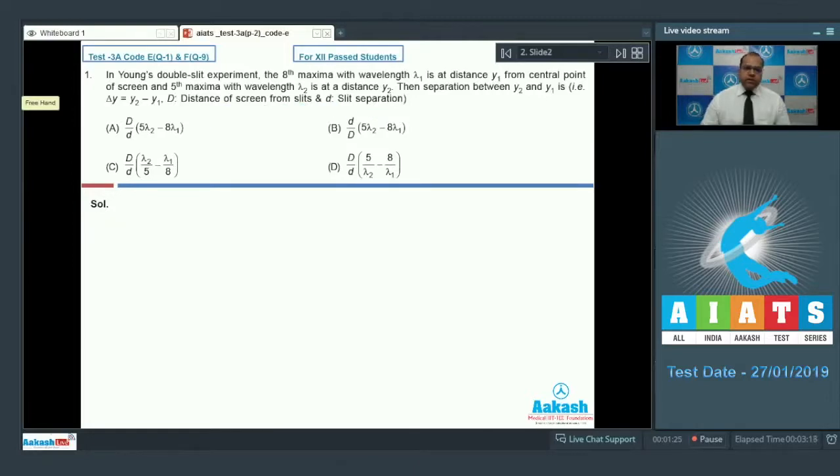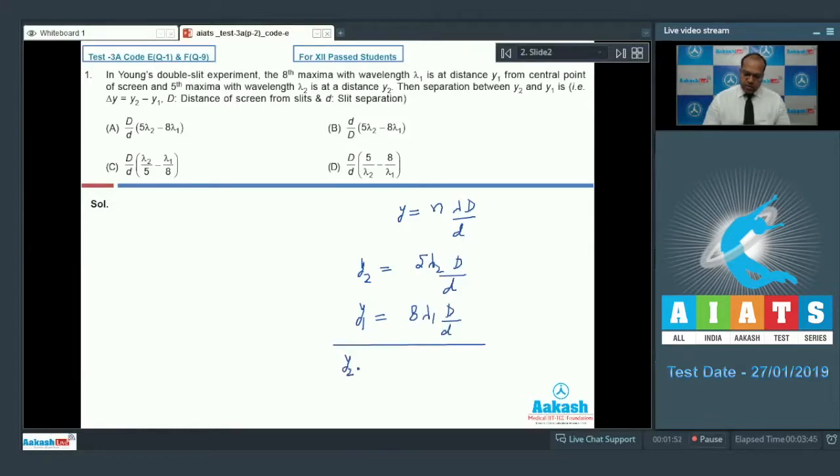So we know that the position of the nth maxima from the central point is given by y is equal to n times lambda capital D by small d. So we can say that y2 can be written as 5 times lambda 2 capital D by small d, and y1 can be written as 8 times lambda 1 capital D by small d. So if I find out the separation y2 minus y1, that is equal to capital D by small d into 5 times lambda 2 minus 8 times lambda 1. So option A is the correct answer.